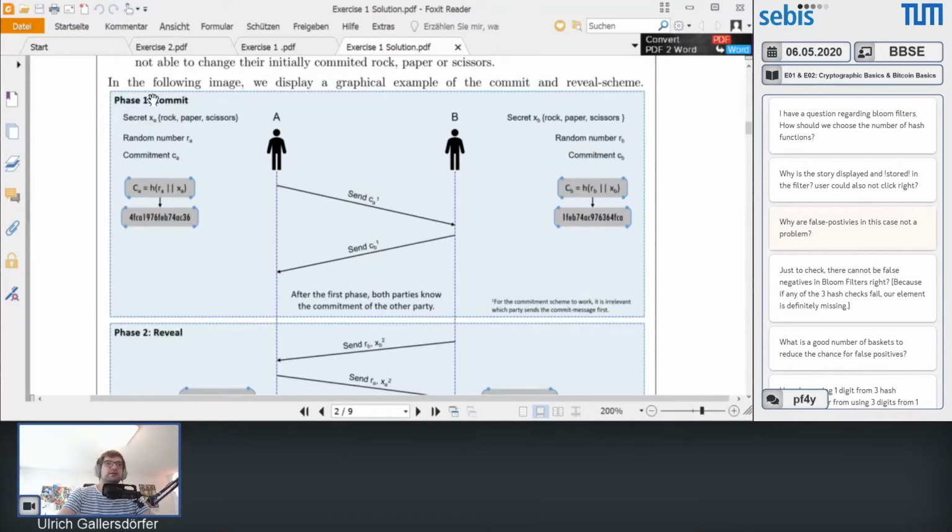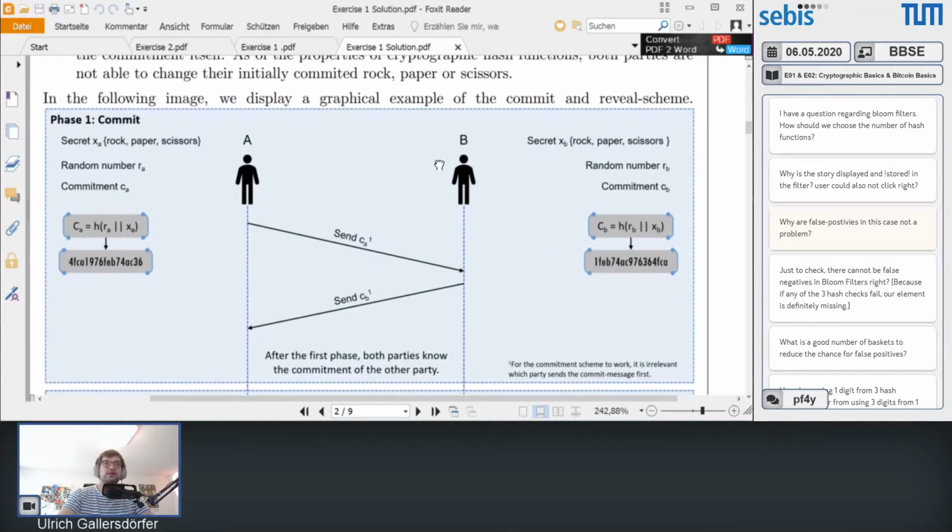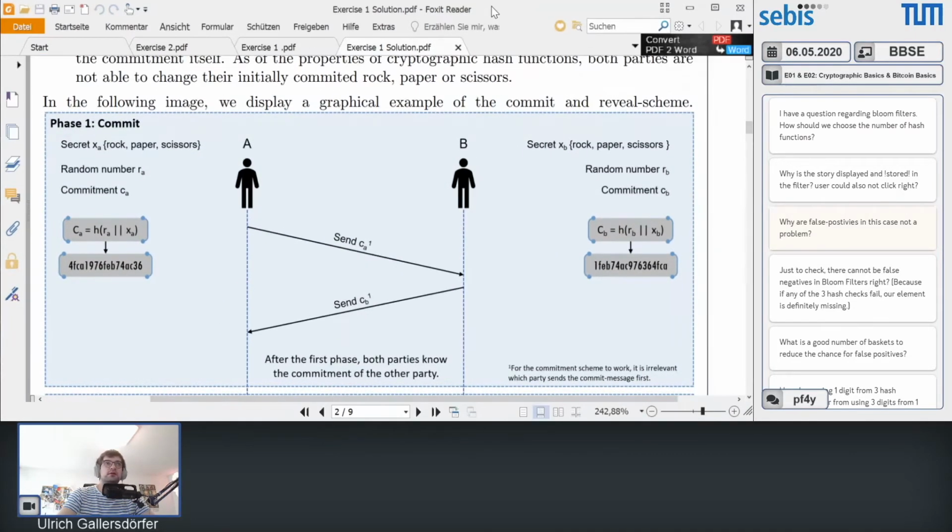So this looks like this in detail. This is more or less a graphical display of that. You have the secret XA, you have the secret XB. Maybe I can zoom in a little bit on that, and maybe I can make it a little bit sharper. That looks good. And so we have the random numbers RA, RB, and we have our commitment.